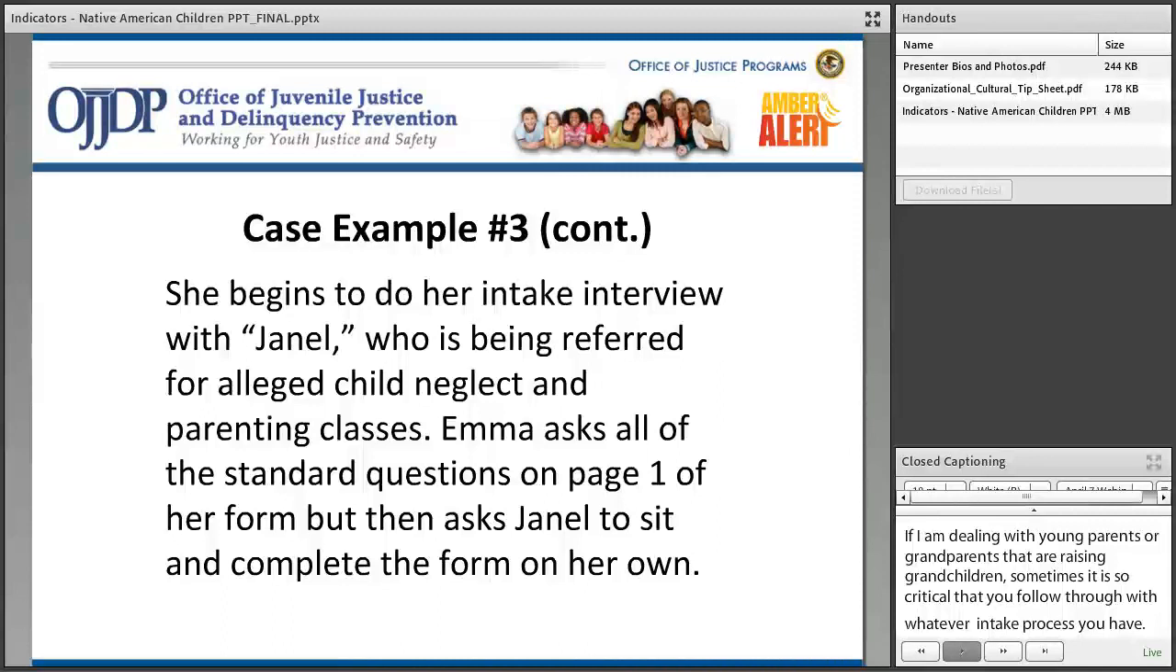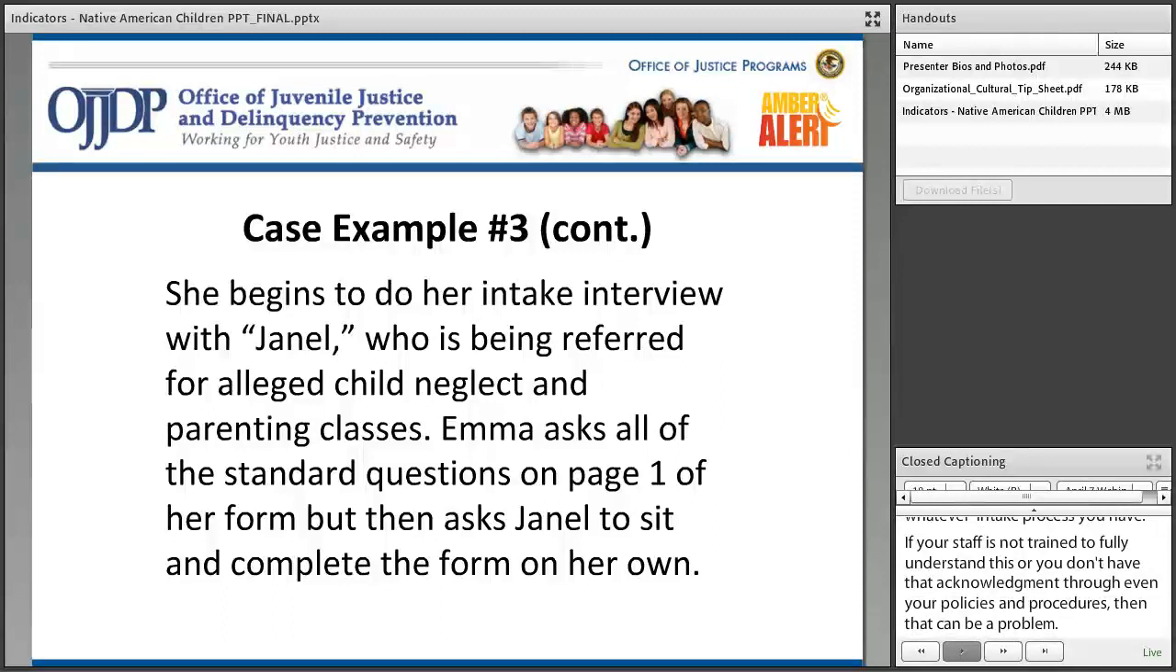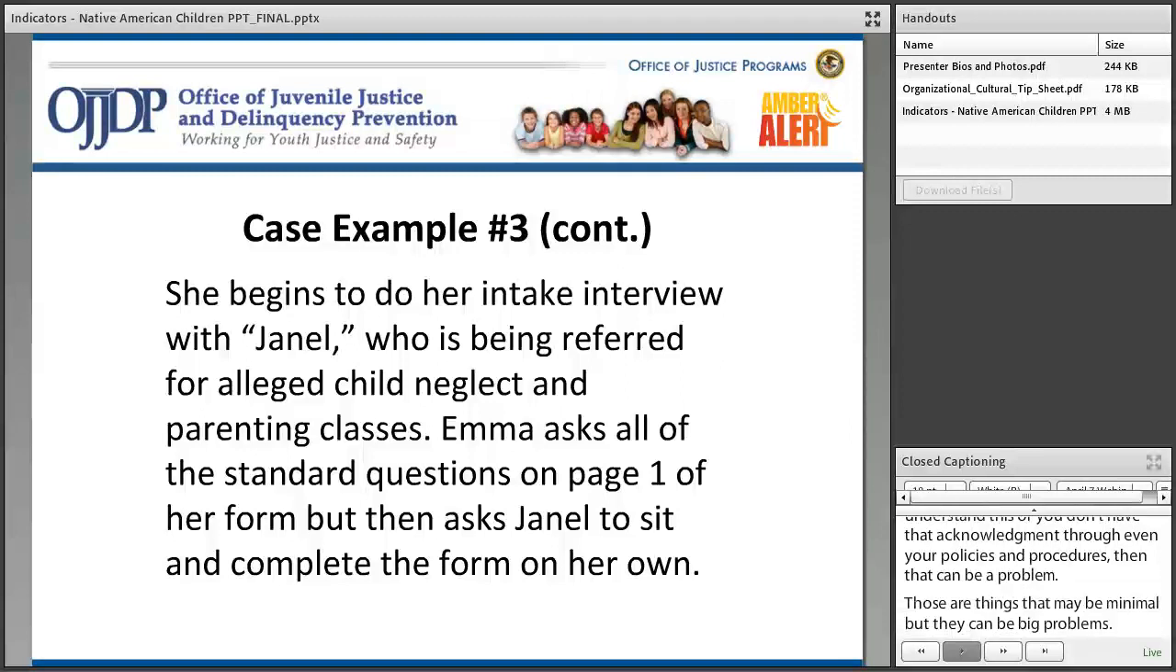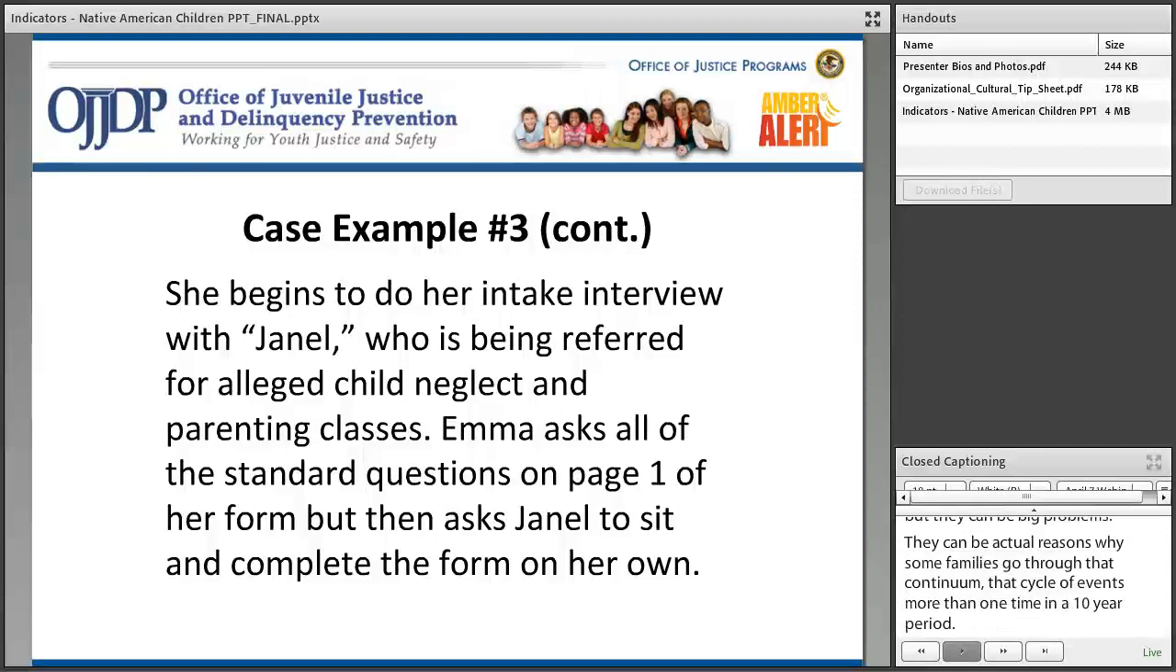And they could be actual reasons why some families go through that continuum, that cycle of events, more than one time in a 10-year period. It's because maybe they don't understand, or they don't feel as if their situation is that important that they need to pay attention to the initial process that brings them to your organization or to any organization.